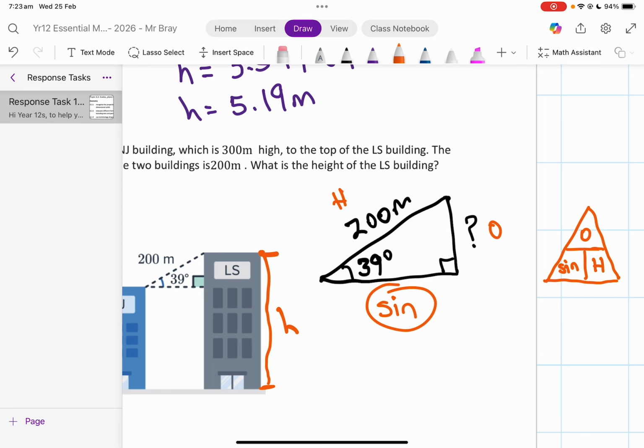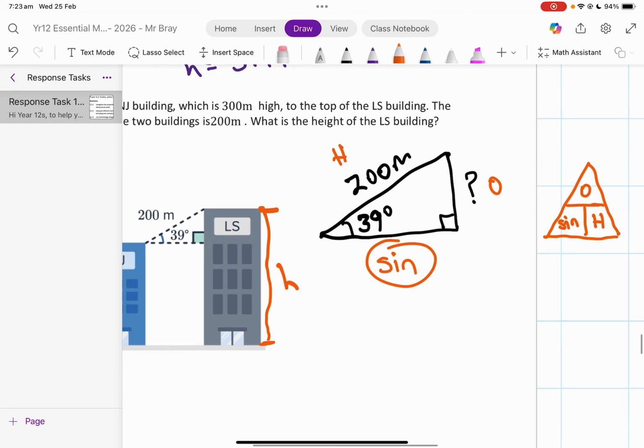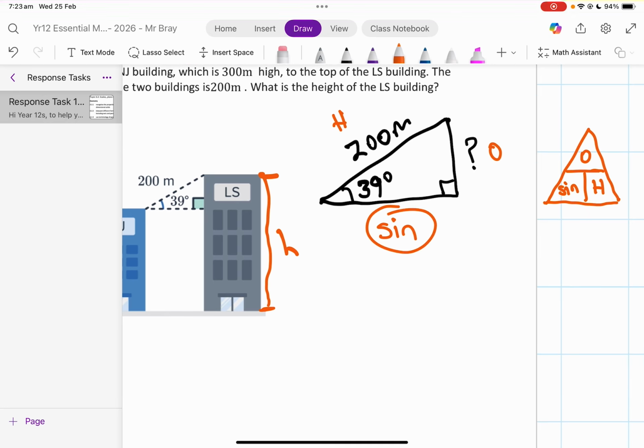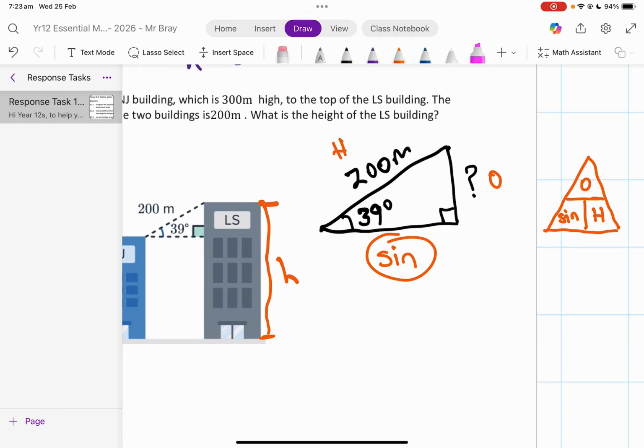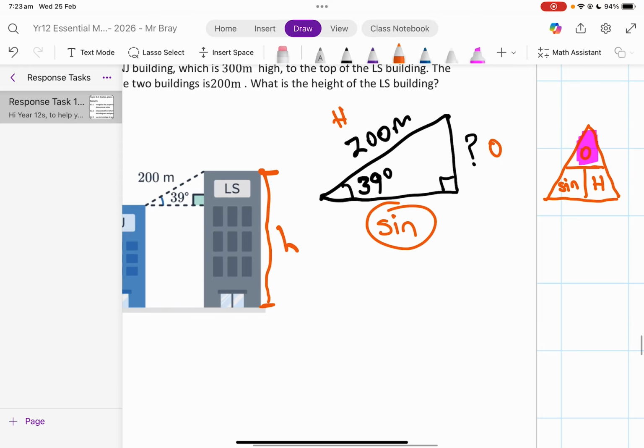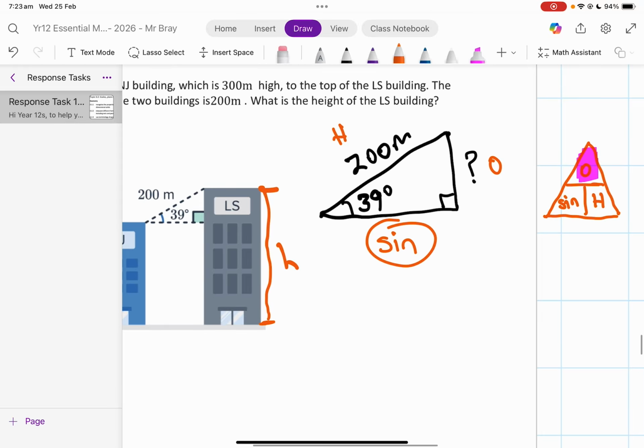I'm just trying to remember now. Is it opposite over hypotenuse? Yep, yeah, should be. So, based on this, we're going to be covering the opposite side, just signifying that with my highlighter, with our thumb, because we're solving for that side, right? That's the side that we're solving for.